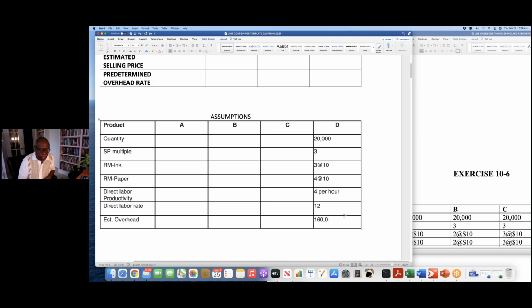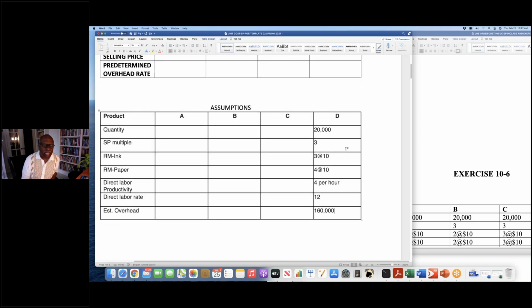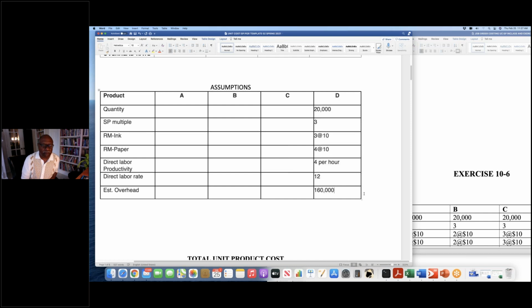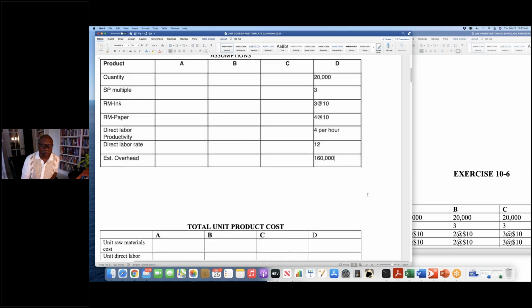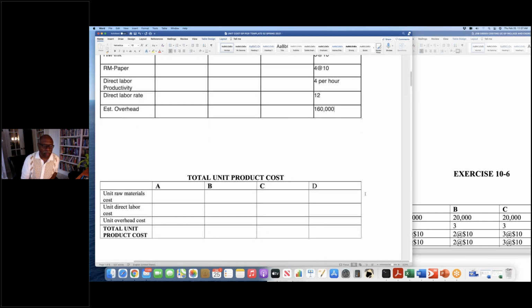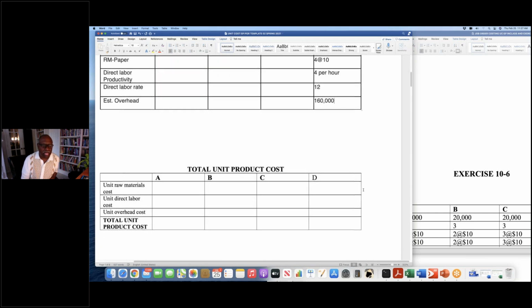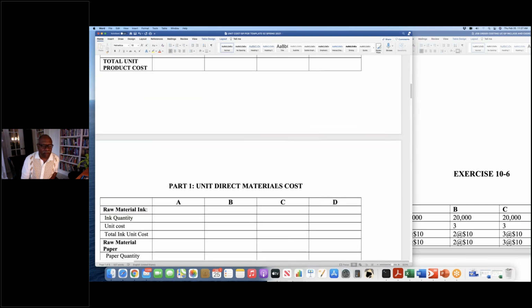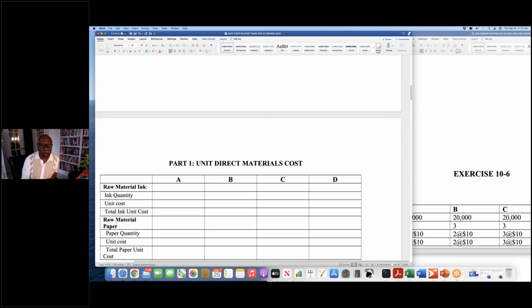I went through this to put this all in. Of course, you will have this, but I wanted you to see the assumptions and be familiar with them as we get ready. So what's the next thing we're gonna do? We got to get the total product cost. No. Next table, part 1 is raw materials. So now we're ready to calculate the unit cost of the raw materials.